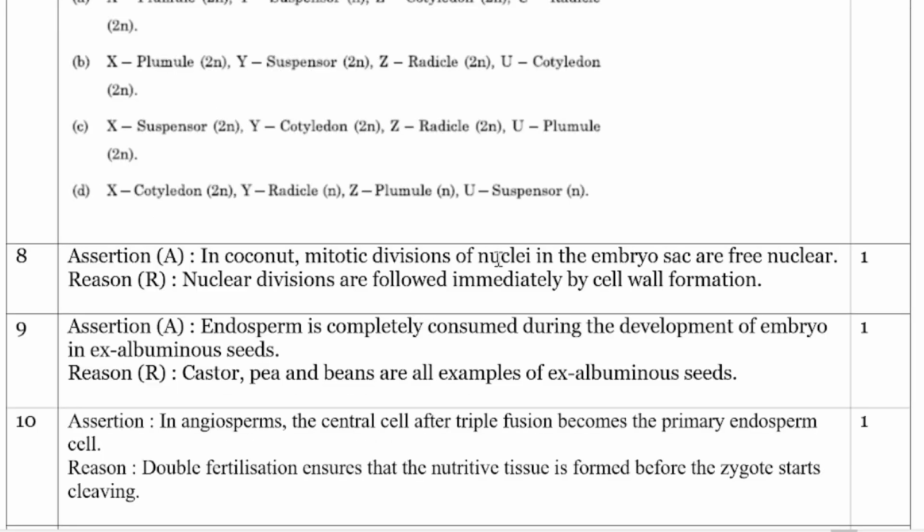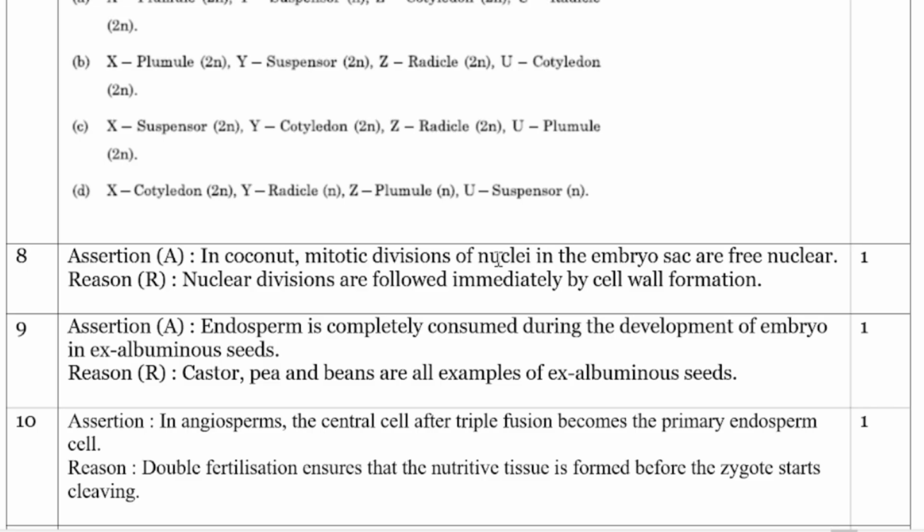Now a few assertion and reason questions. In coconut, mitotic divisions of nuclei in the embryo sac are free nuclear. Nuclear divisions are followed immediately by cell wall formation. So here assertion is correct, but reason is false because the nuclear divisions first happen in the form of free nuclear division. Cell wall formation begins later. So option C, assertion true, reason false.